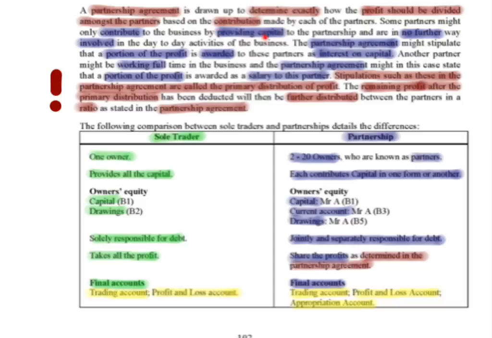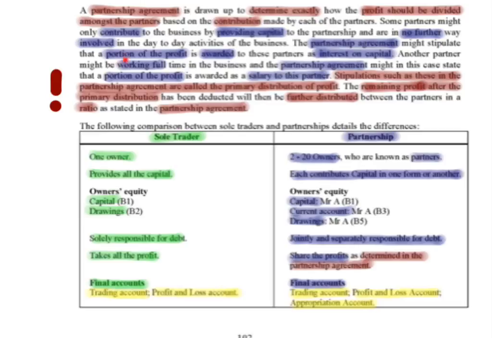Now, such a partner, one that only contributes capital and doesn't want to be involved in the activities of the business, we call a silent partner. They only give money and don't want anything more to do with the business except for getting the profits, of course, at the end of the year. So the partnership agreement in this case might stipulate that a portion of the profits can be awarded to these partners in the form of interest on capital.